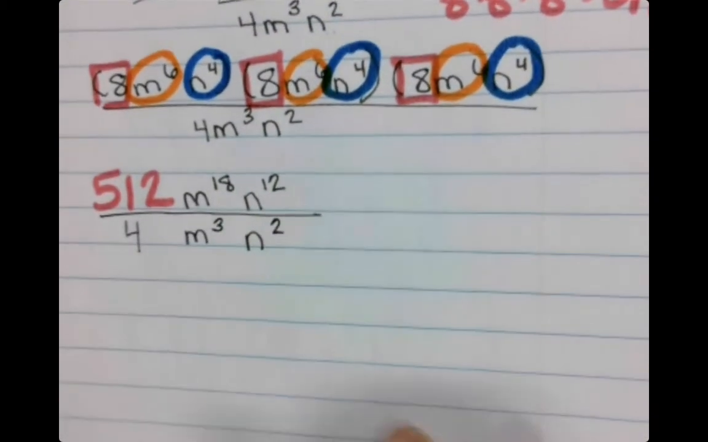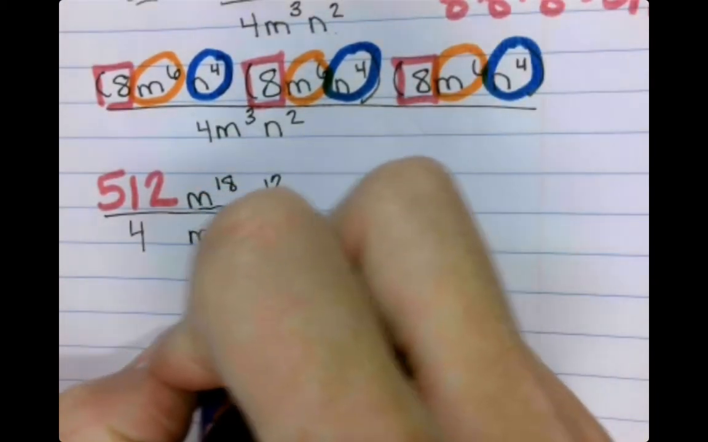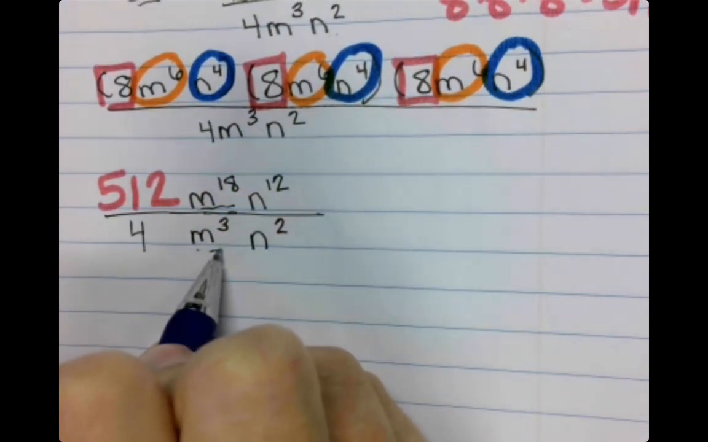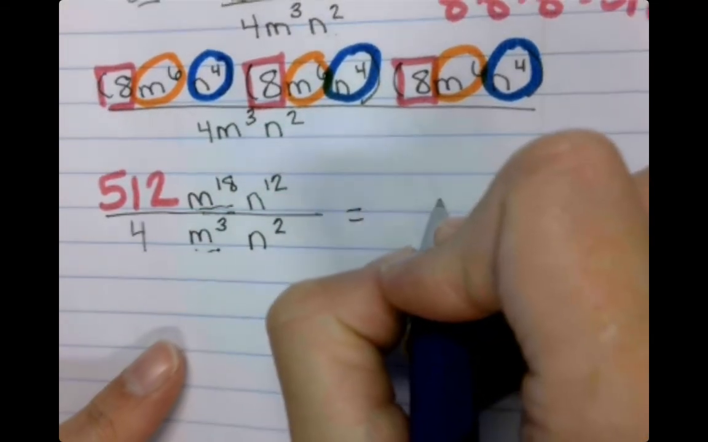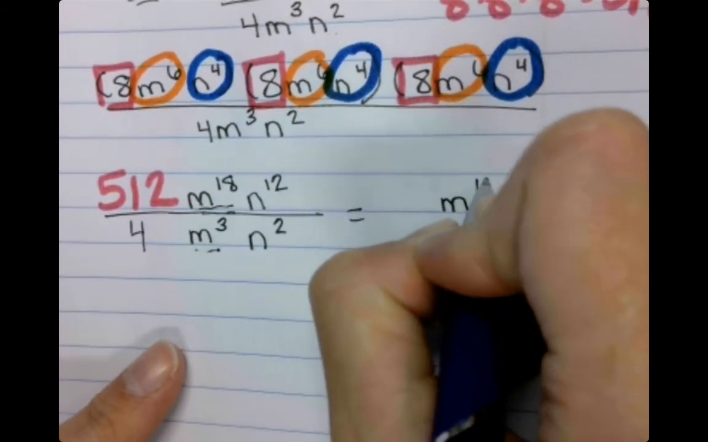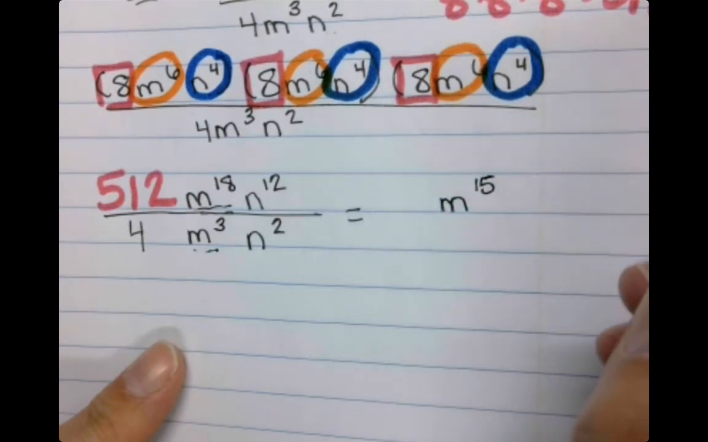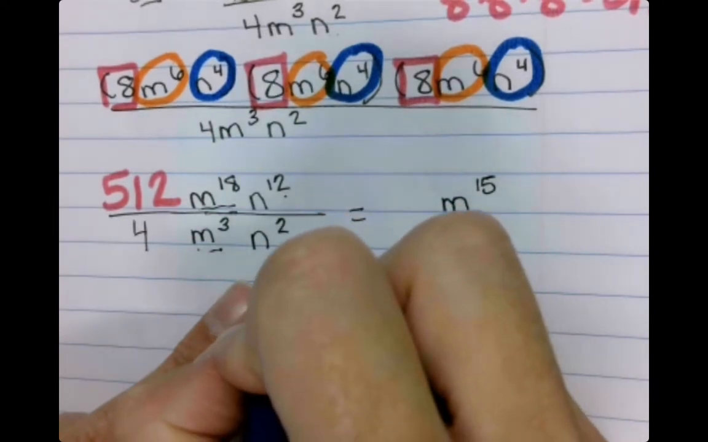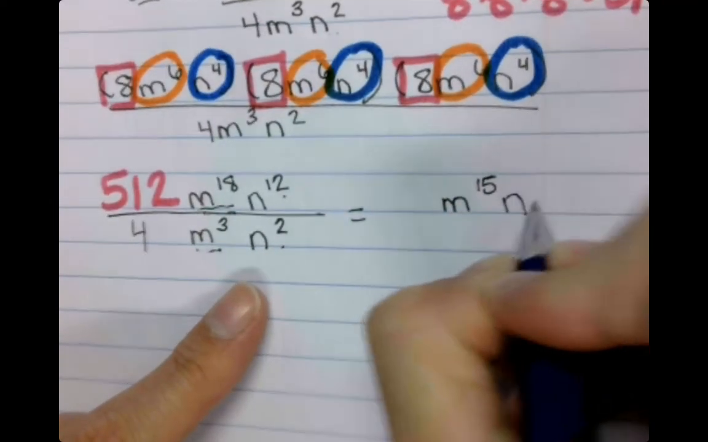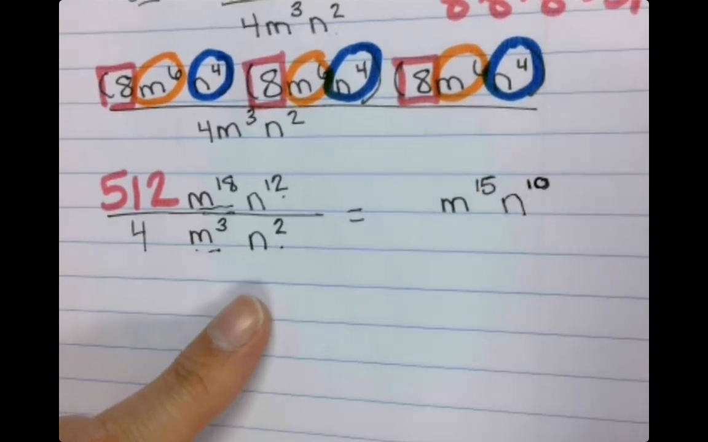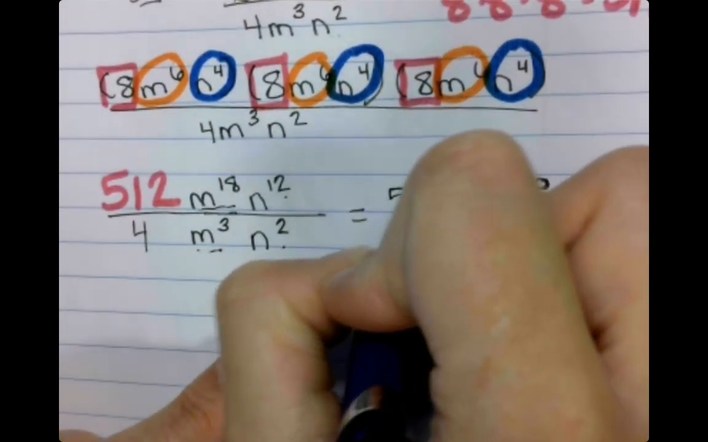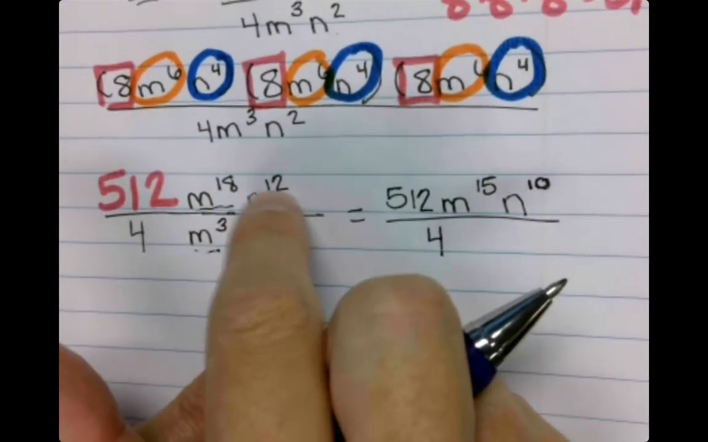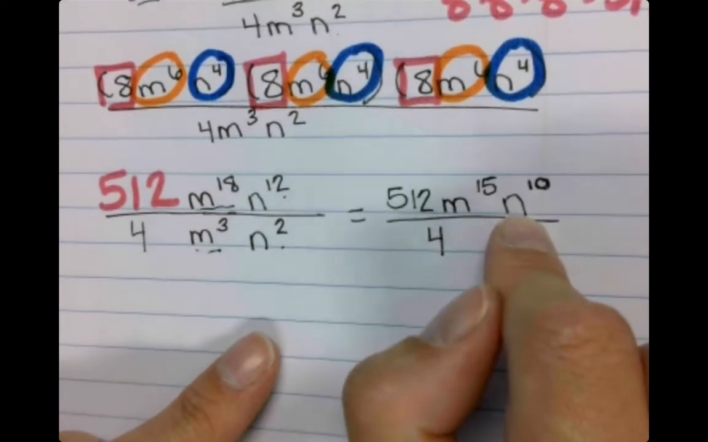All right. So again, this would be 18 m's on top, and 3 m's on the bottom. I could cancel out 3 pairs of m's, which would leave me with 15, and they would be on top. This would be 12 n's on top, 2 on the bottom. That would leave me with 10 n's after I do my cancellation. I have my 512 on top, and I have my 4 on bottom because the exponents were bigger on top. Both the m and the n stay on top.